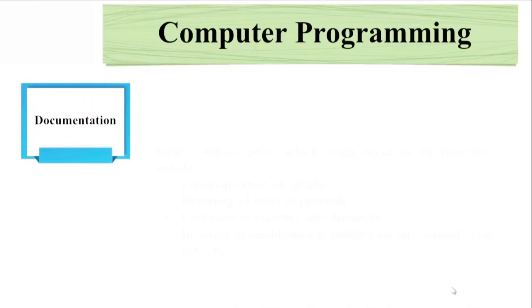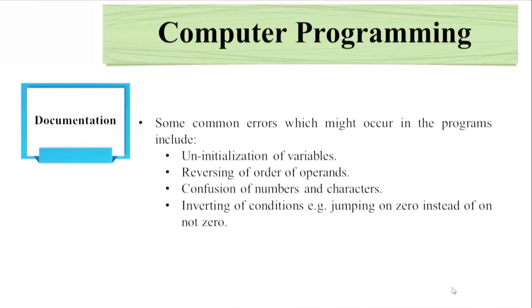Documentation. Some common errors which might occur in the program include uninitialization of variables, reversing of order of operands, confusion of numbers and characters, inverting of conditions, that is jumping on 0 instead of not 0.